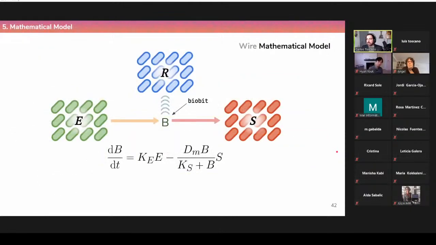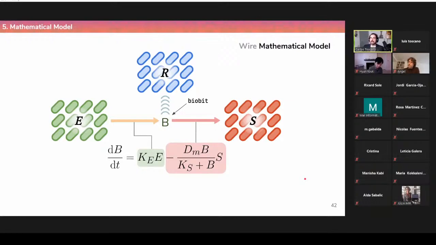So, okay, we have conditions for testing these wires, the stationary phase. Now, let's talk about the model. It's extremely simple in this case. I'm going to assume that the rate of BioBit synthesis is going to be proportional to the concentration of emitters in the media. And also I'm going to assume that the BioBit degradation is going to follow Michaelis-Menten dynamics.